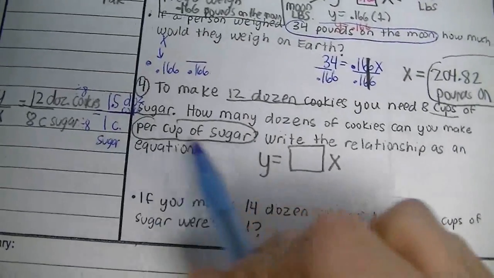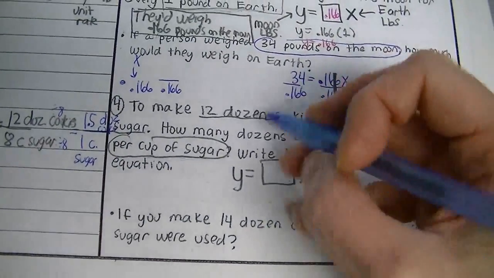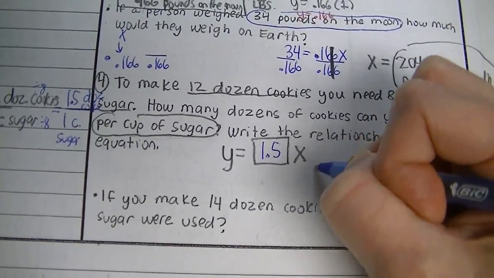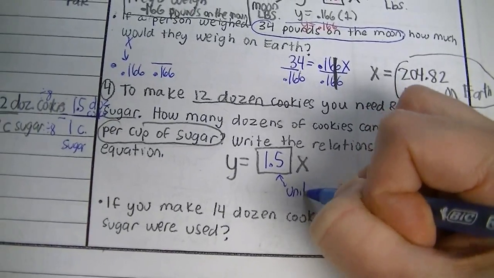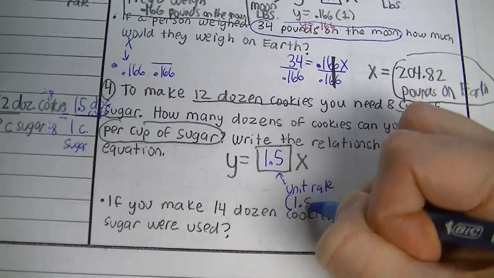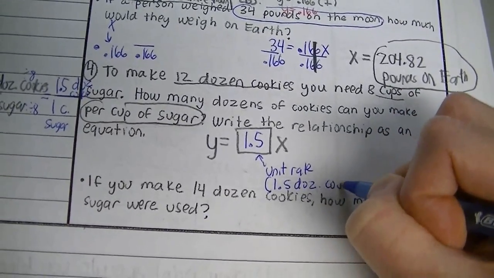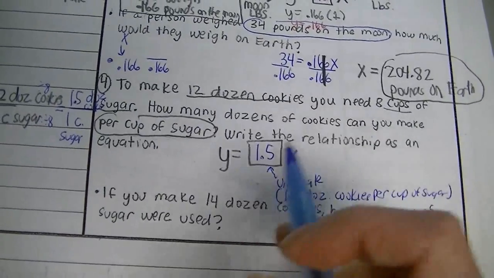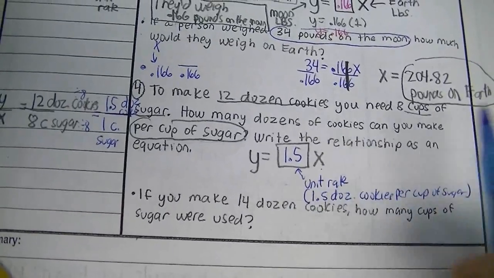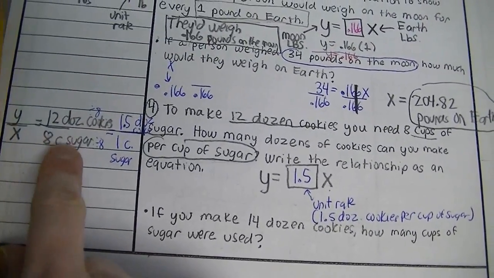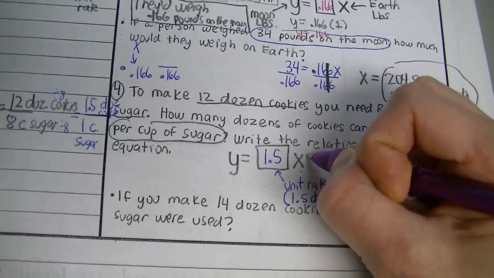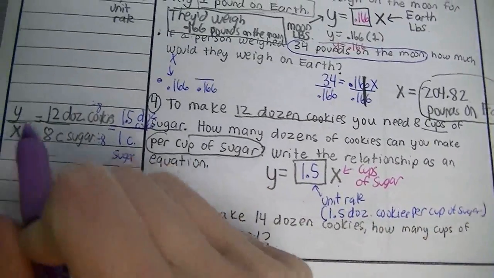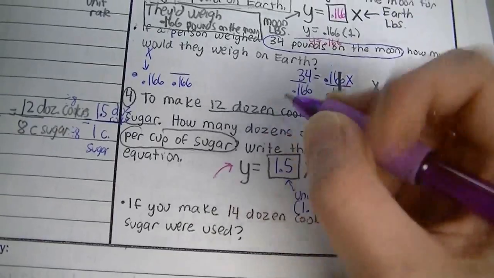Now when I go back over here to this equation, I'm going to put that unit rate right there and label it. So the unit rate, which is 1 5/10 dozens of cookies per cup of sugar. Since I need to label x, I can go back to my unit rate. So x represents the cups of sugar, and y represents the dozens of cookies. How many dozens of cookies?